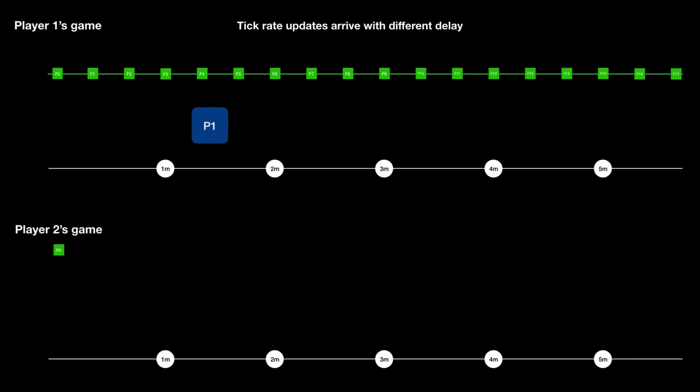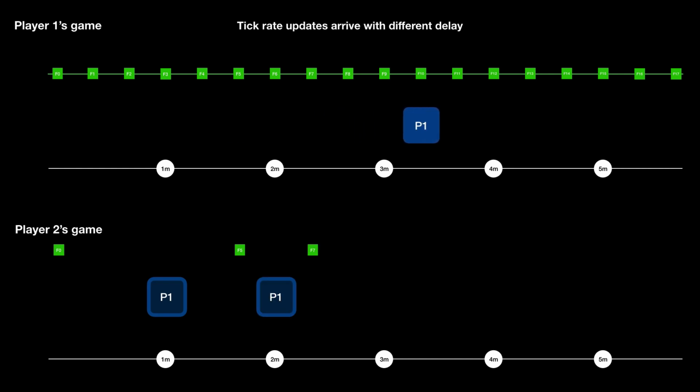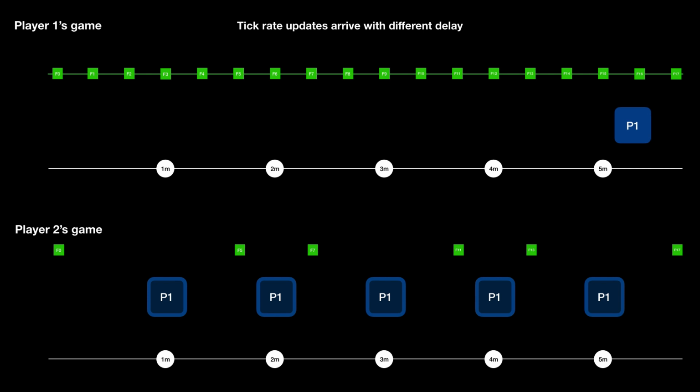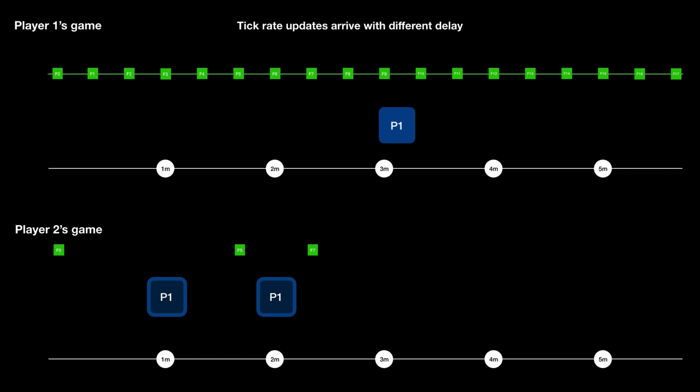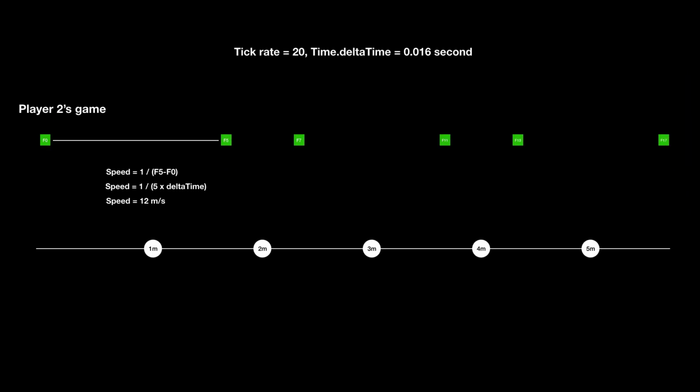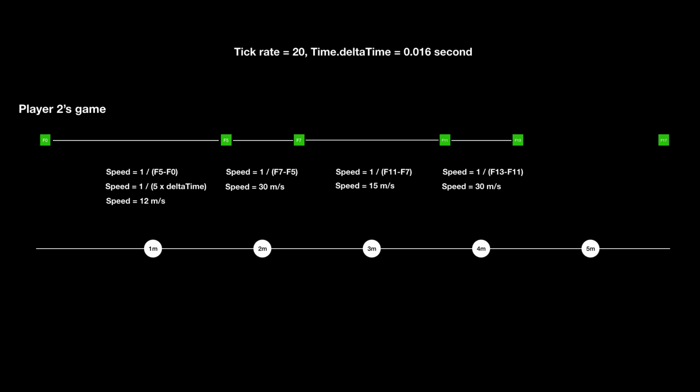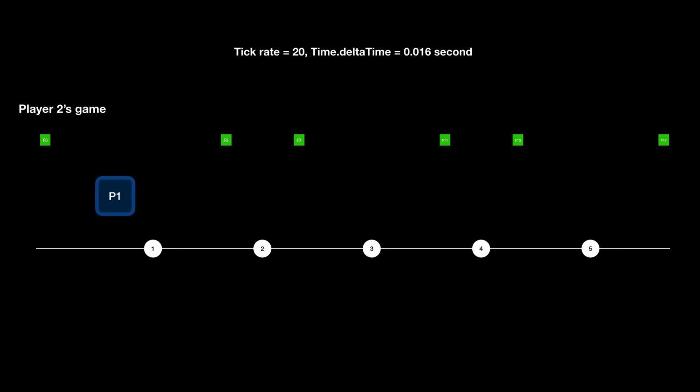meter. As you can see at the bottom half of the screen, after some delay, the position updates of player 1 arrived at player 2's game. The first update arrived at game frame 5, and it tells the SDK that player 1 has moved 1 meter from its initial position. The second update arrived at game frame 7, and it tells the SDK that player 1 has moved 2 meters. The updates arrived with different delay, and if we calculate the player's speed between two updates to move player 1's copy, the speed inconsistency between each update can cause movement jitter.